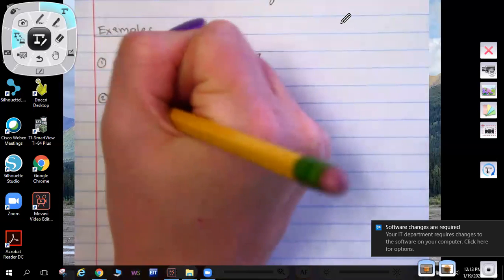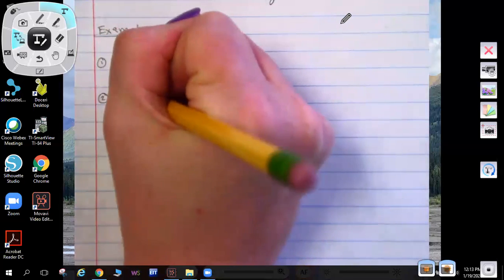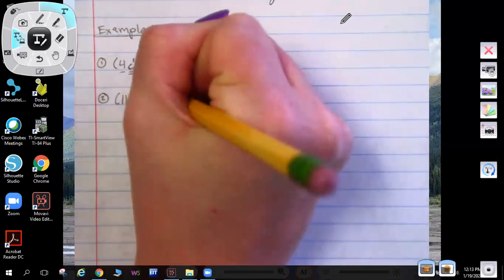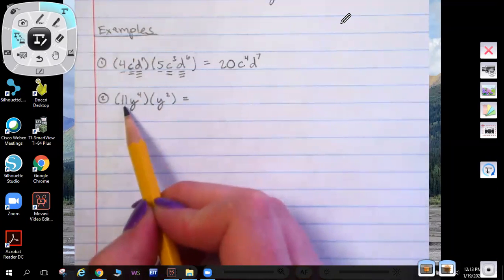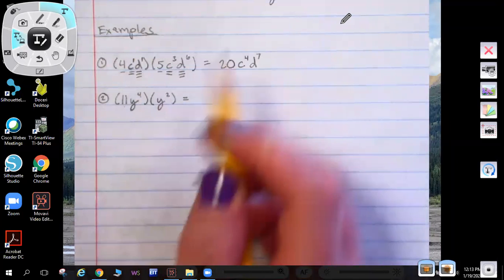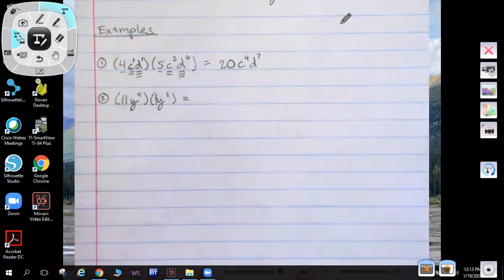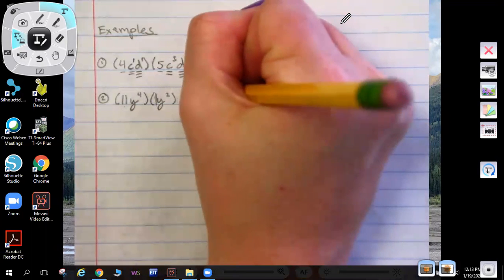Example 2. y to the 4th times y squared. So same thing here, we're going to multiply the coefficients first. We have 11, and when there's not a coefficient, it's understood to be 1. So 11 times 1 is 11. y to the 4th times y squared is y to the 4 plus 2, which is 6.